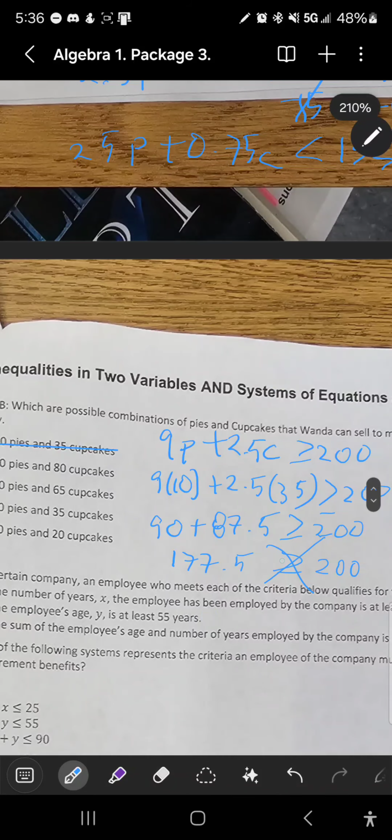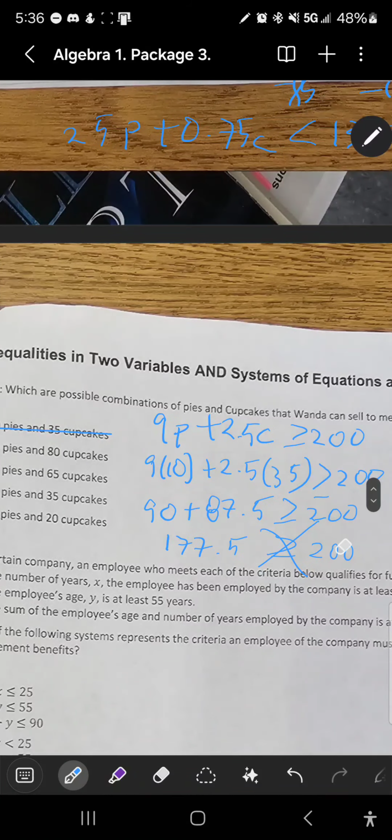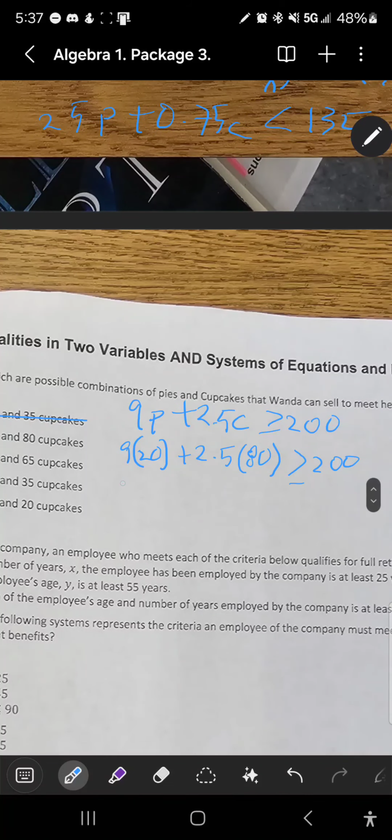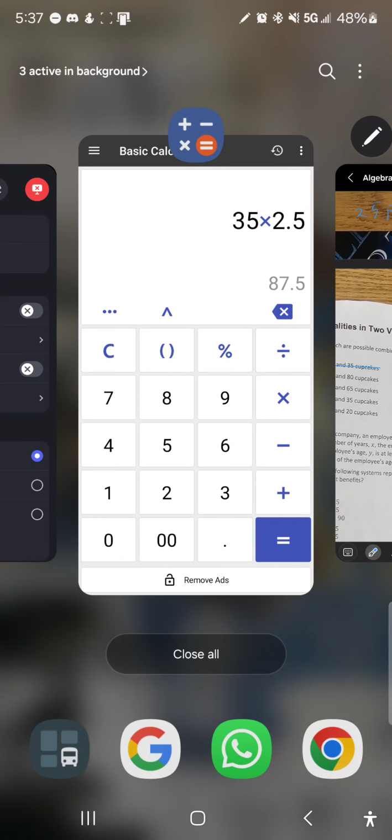Now let's calculate it with 20 and 80. So we have here 20, here 80. So 9 times 20 is 180, yeah. And then 2.5 times 80 is 200, if I'm not mistaken.